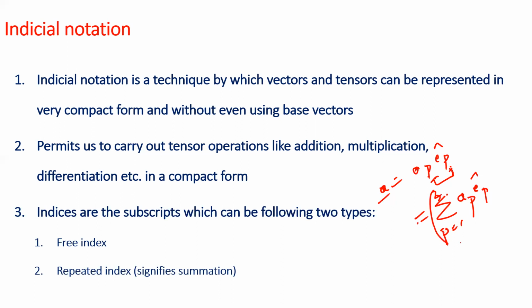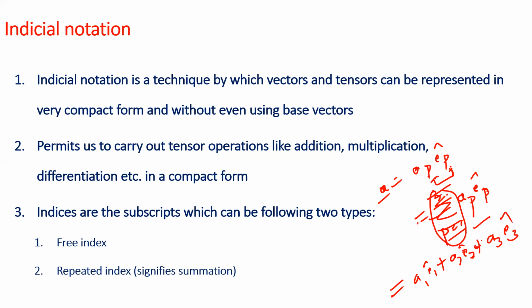You don't have to write this. In fact, it is better that you avoid writing the sigma notation. A repeating index implies there is a summation. Whether you want to do it in 2 dimensions or 3 dimensions depends on your problem at hand. But a repeated index implies summation. So this automatically implies A1 e1 hat plus A2 e2 hat plus A3 e3 hat. And we will see what a free index is in a minute.